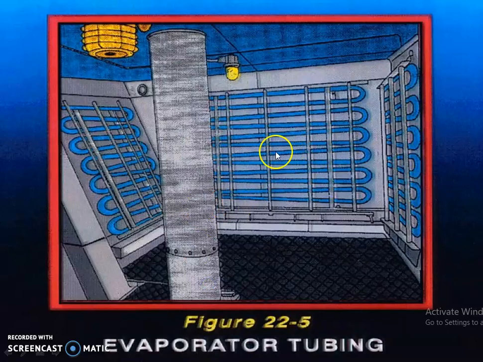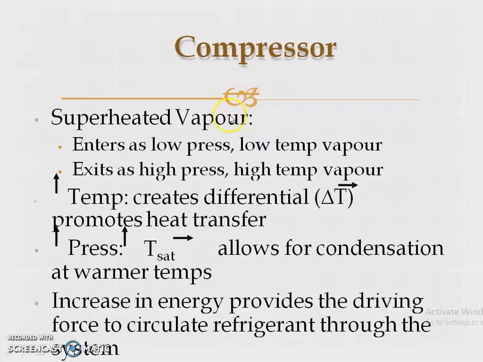This is a photographic view or line drawing of the evaporator tubing inside the chiller. We get the chilling effect in the duct, in the freezer, in the room with an indoor or outdoor unit, or in the refrigerator. These evaporating tubes absorb heat from the surroundings and from the space. The next important component is the compressor.